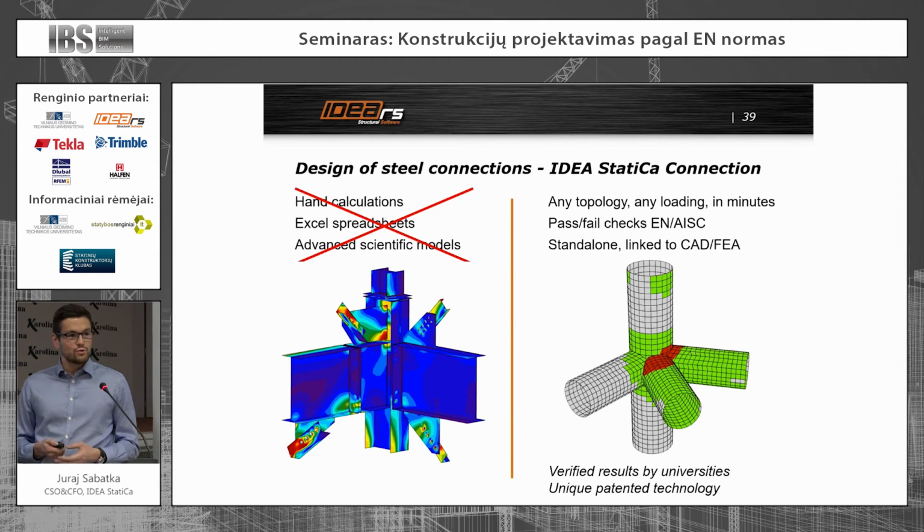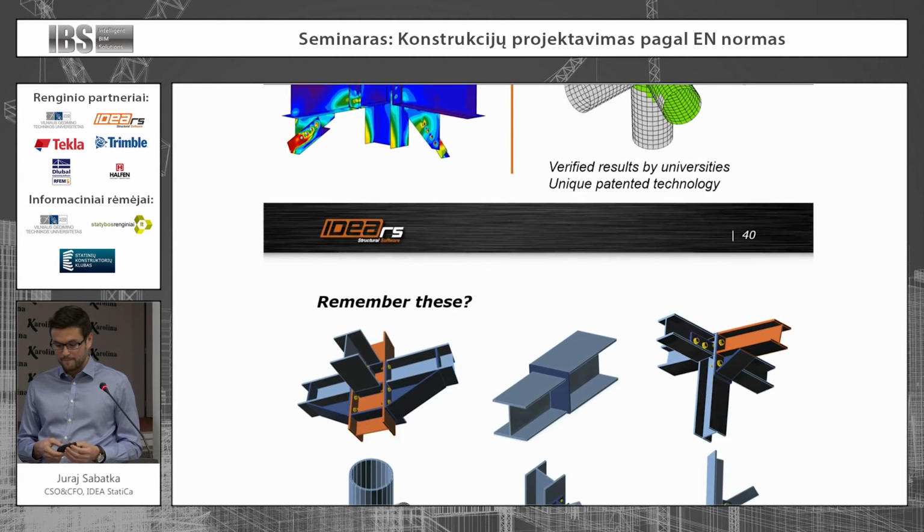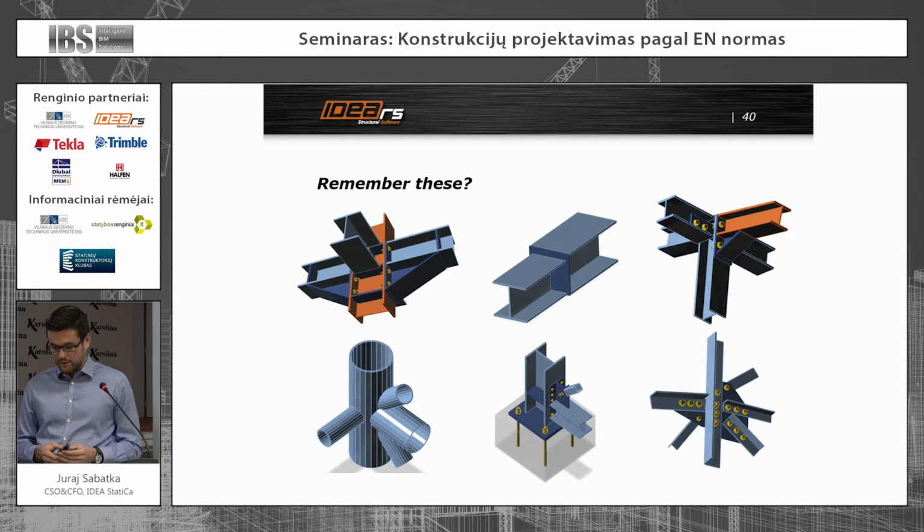We are trying to change steel connection design. We don't want engineers to do hand calculations. We don't want them to use Excel spreadsheets. We don't want them to use advanced scientific models to do these sophisticated connections. Our software does it, any topology, any loading in minutes, clear pass-fail checks, choose from your code or US code. Either standalone, you can work from scratch, or you work with the software you already have. The results are verified by the universities, and the technology is patented.